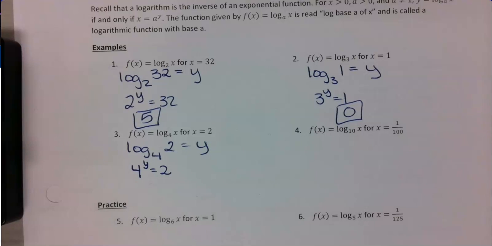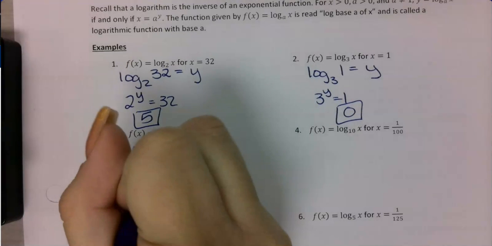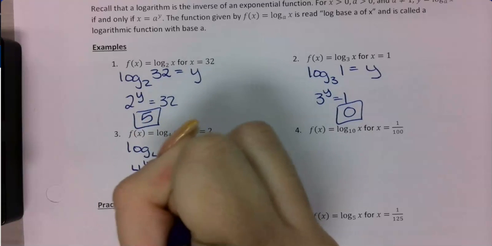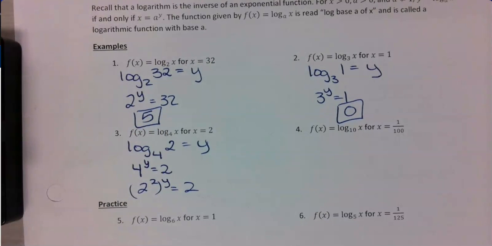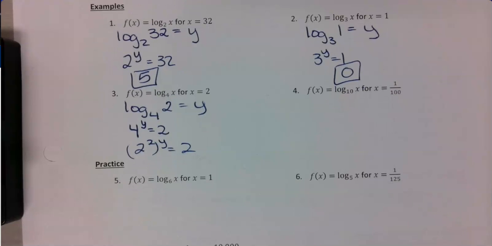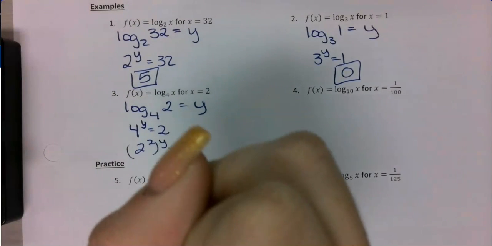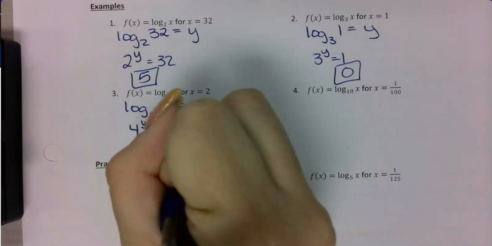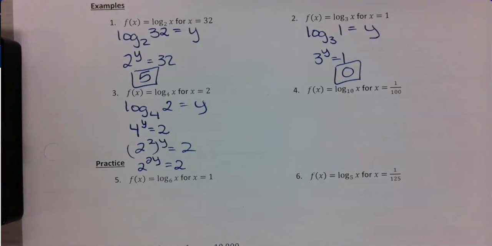So another way I could do this is I could rewrite this as 2 squared to the y power equals 2. So now they both have the same base. And if I distributed my exponents, that's 2 to the 2y equals 2. And this one is 2 to the first power.